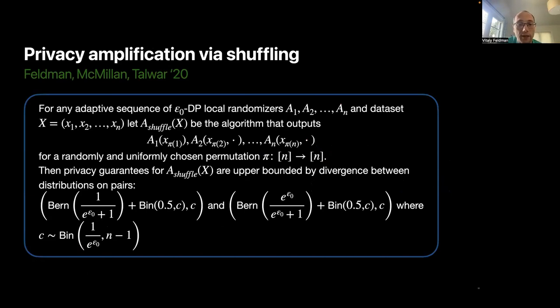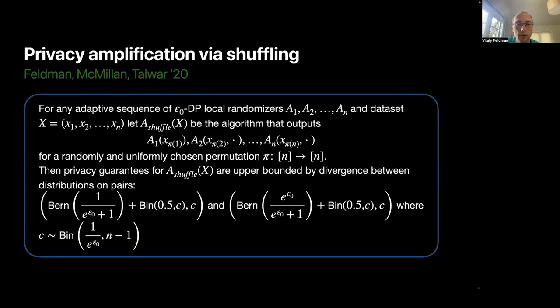Again, the beginning starts the same as in the general result that I mentioned before. We have this adaptive sequence of local randomizers, which we apply to a randomly permuted data set, and the privacy guarantees for this result are upper bounded by the divergence, and you can pick pretty much any divergence you like. We can look at the epsilon delta divergence of differential privacy or other divergences, and we'll discuss those later. It's upper bounded by the divergence between a specific pair of distributions on 3 values.